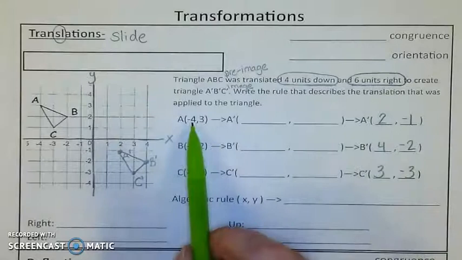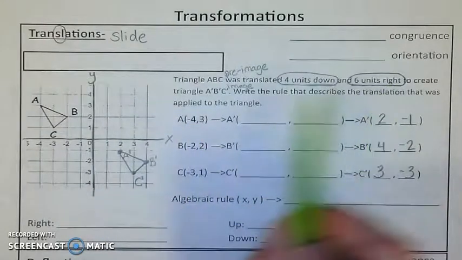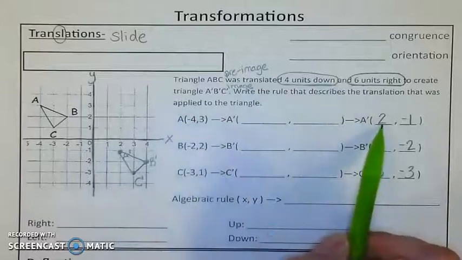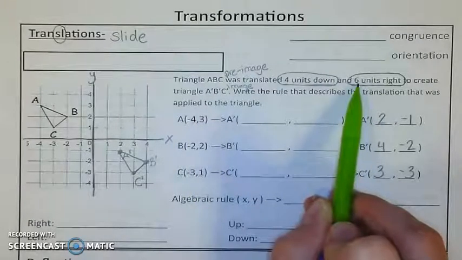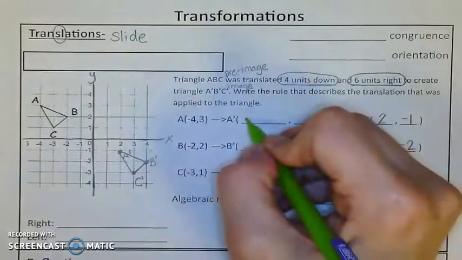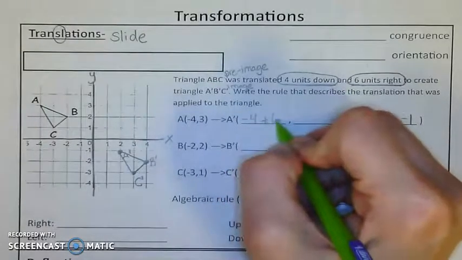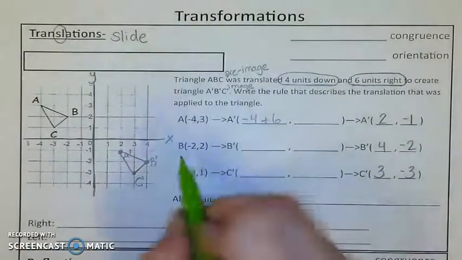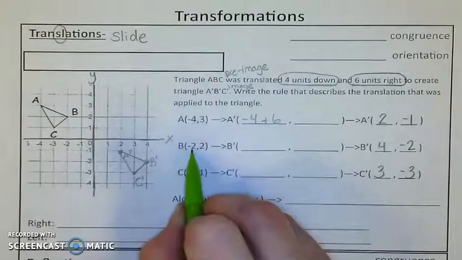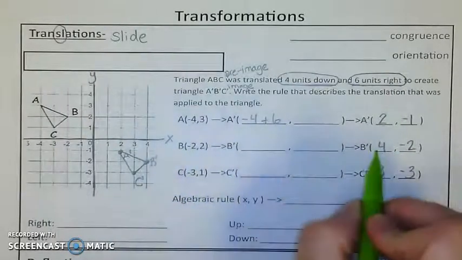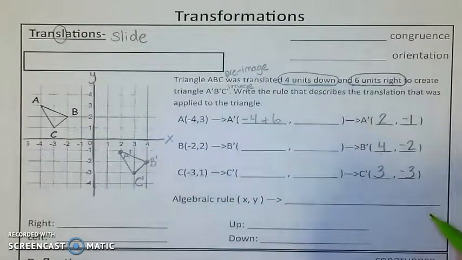So thinking about our x value here, how did we mathematically get from -4 to +2 using that 6, because it's only affecting our x value? If you said that we're going to add 6, then you're correct. Let's do the same thing with our b value. B started at -2, and now it's +4. How did we get from -2 to +4 using that 6?